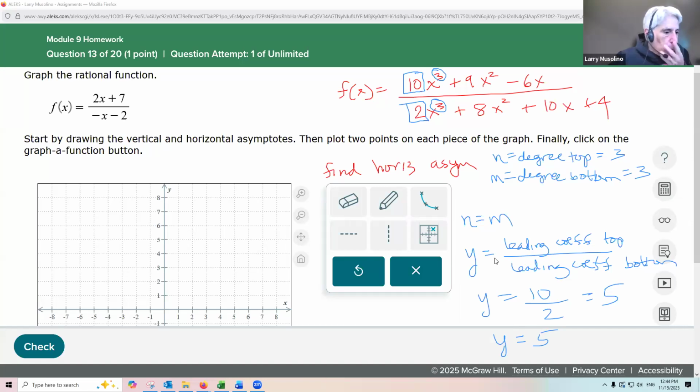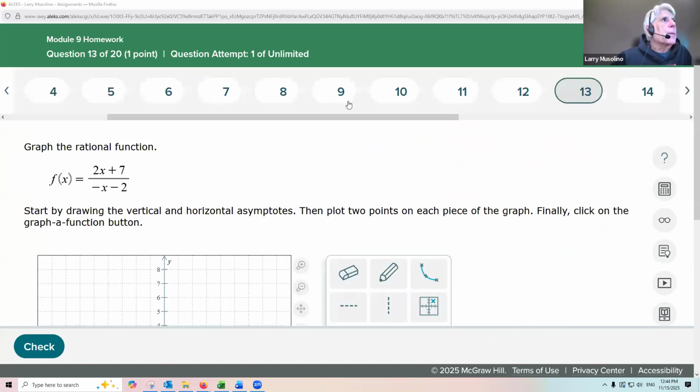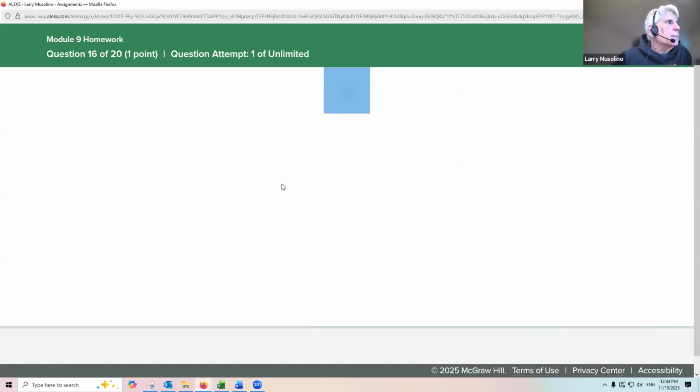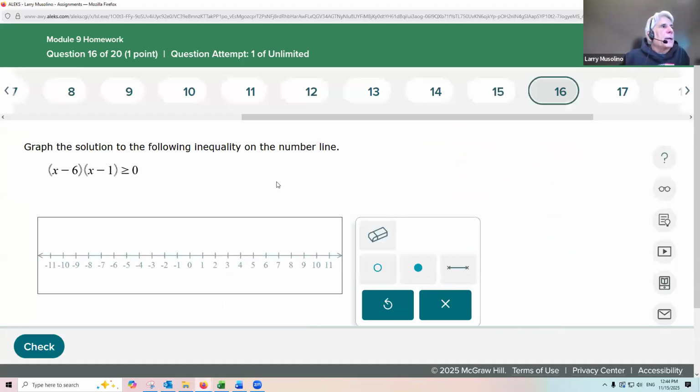All right, let me do a few more examples here. I want to talk about inequalities. I think 16 was one. All right, so this one is asking me to graph the solution to this inequality on a number line. Really, they're asking me to identify any x values that make this inequality true.